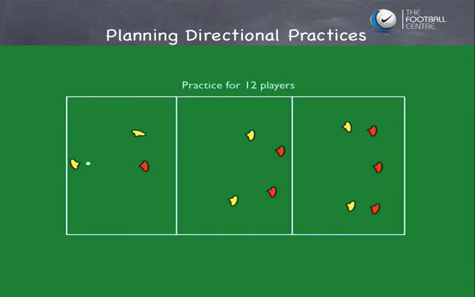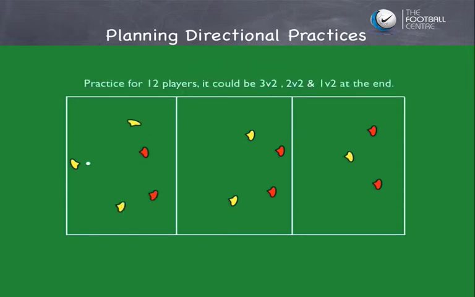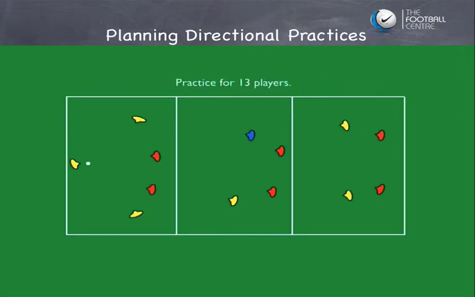The starting position for 12 is 2v1 in the first grid, 2v2 in the middle and 2v3 at the end. It could be 3v2, 2v2, 1v2, whatever you decide. When the number reaches 13, I suggest starting with 3v2 in first grid, then 2v2 and 2v2 in the others.